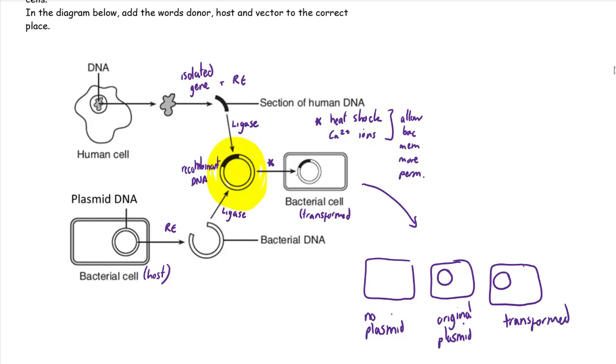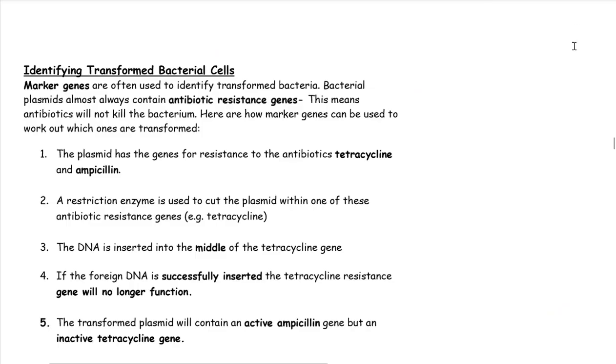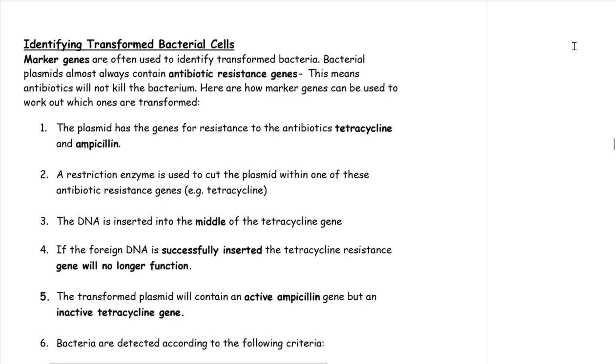Now, out of these three, we don't want any with no plasmids because they'll not produce anything for us. We don't want anything with the original plasmid because they'll just reproduce and use up all the resources. So we don't want these ones. Plus they won't even produce the thing that we've been after. So we want to work out a way to get the transformed bacteria, because these are the ones that are going to start producing the gene, or the polypeptide that we've been after. So how do we do that? Now, this is going to seem absolutely crazy, but it's absolutely genius how they've worked this out. So how do we identify the transformed bacterial cells?